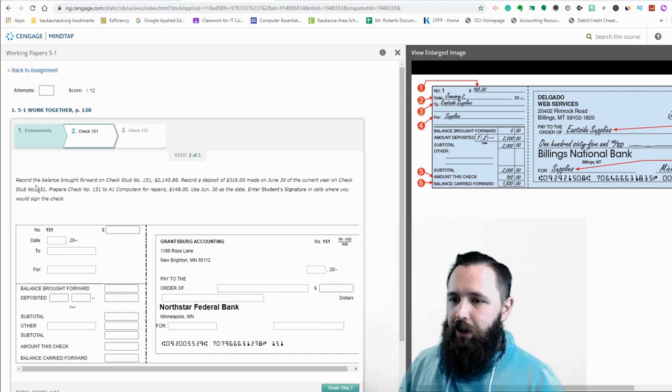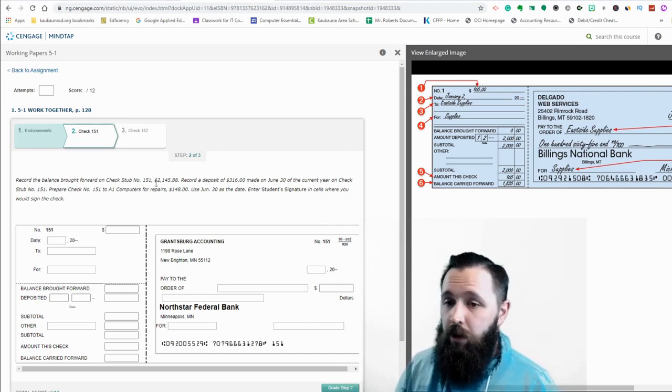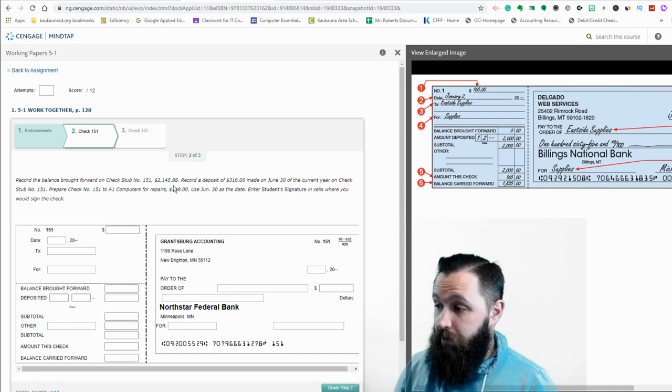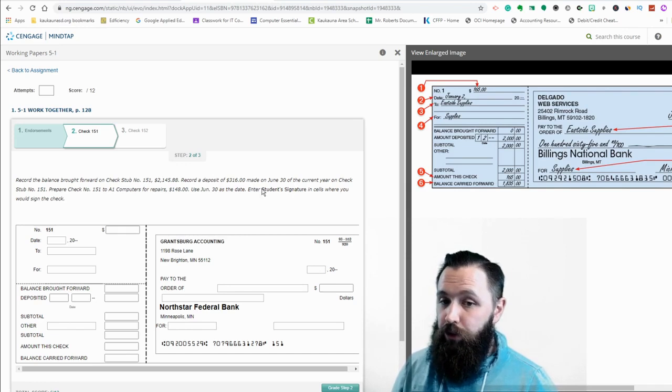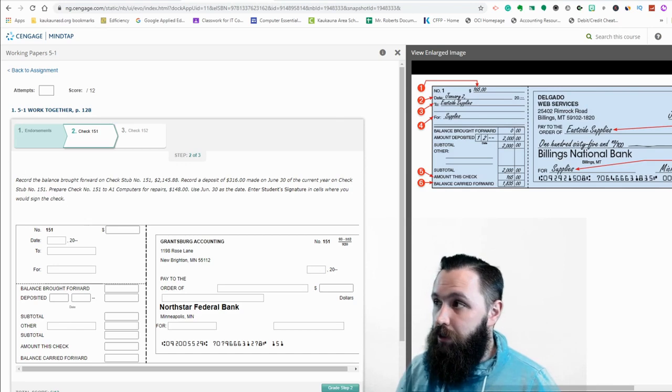So let's look at our check. It says record the balance brought forward on check stub number 151, $2,145.88. Record a deposit of $316 made on June 30th of the current year on check stub number 151. Prepare check number 151 to A1 Computers for repairs, $148. Use June 30th as the date. Enter student signatures in cells where you would sign the check. All right, so we got a lot of stuff going on here.